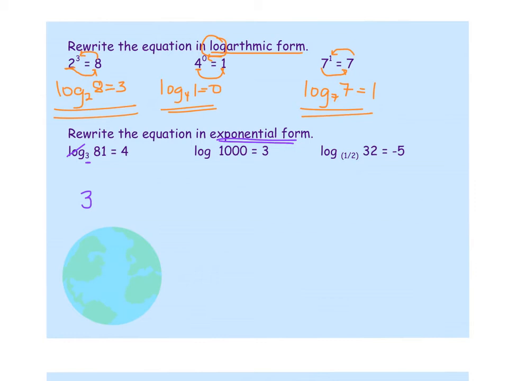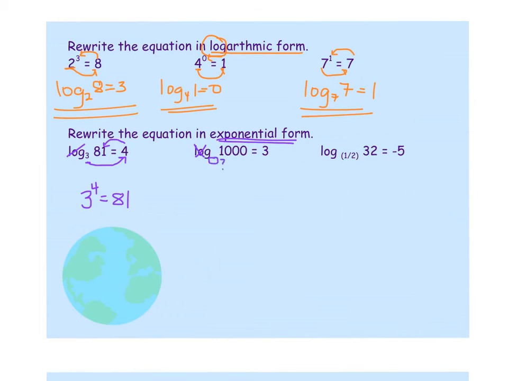Now when we loop it, the right-hand side is going to give us our exponent. So we're going to take 3 to the 4th power. What should that equal? It should equal 81. So yes or no, everybody? Is that a true statement? Does 3 to the 4th power equal 81? Yes, it does.